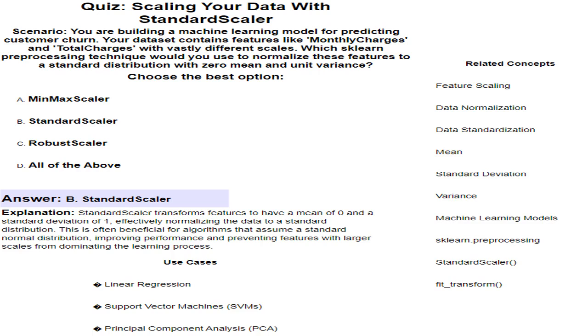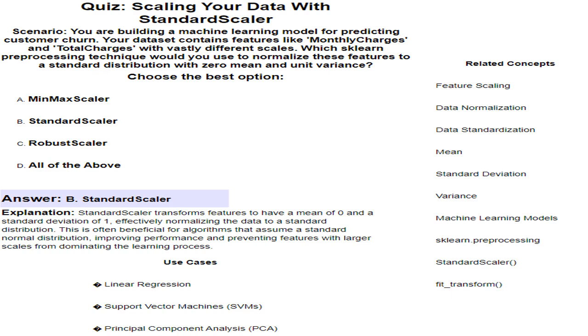This is important for algorithms that are sensitive to feature scales, such as distance-based algorithms or gradient descent-based algorithms. In a customer churn prediction model, feature scaling is crucial to ensure that features like monthly charges and total charges are not unfairly influencing the model's predictions due to their different magnitudes.